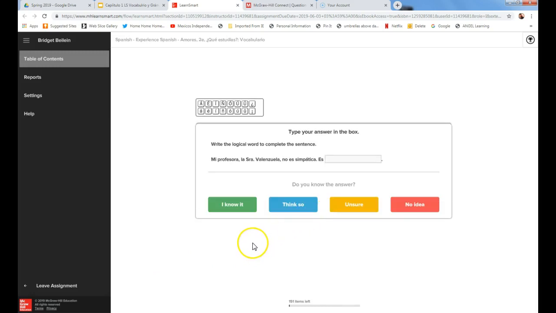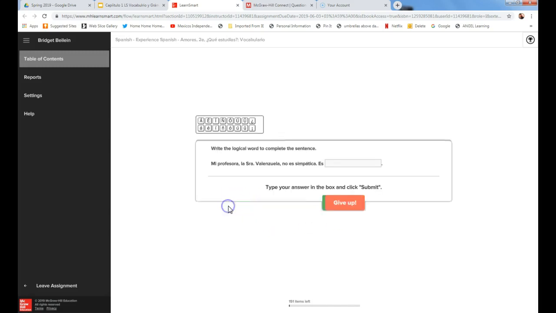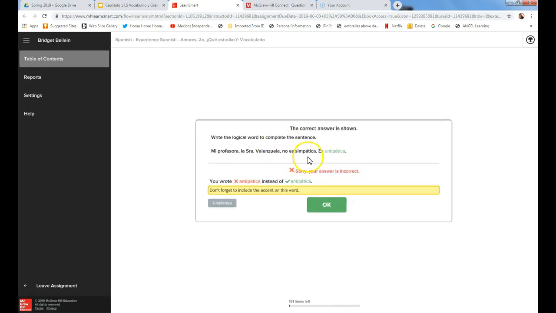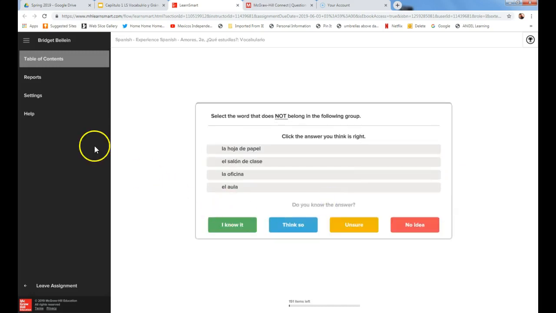Write the logical word to complete the sentence. Mi profesora, la señora Valenzuela, no es simpática, es, right? So the professor, Mrs. Valenzuela, she is not nice, no es simpática, es. I would say, let's get it wrong, right? So the only reason I got it wrong is because I didn't put the accent mark over the A. So make sure that you include those because those are a part of spelling. Okay, so this gives you a general idea of what to do.